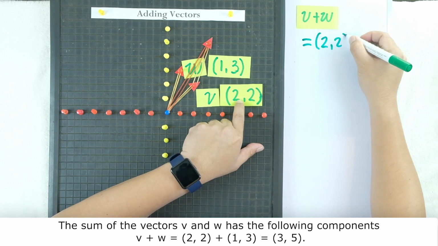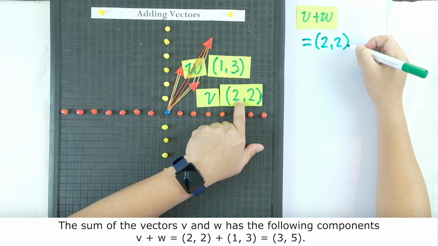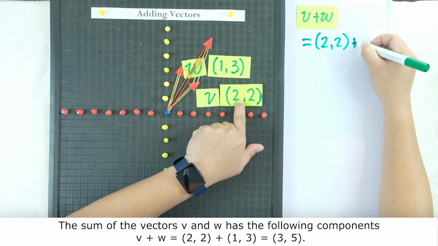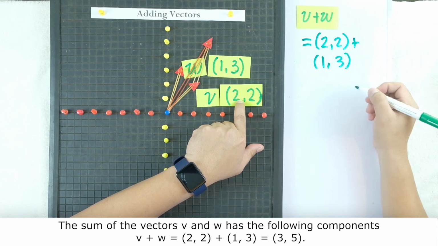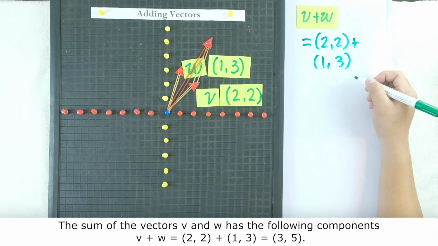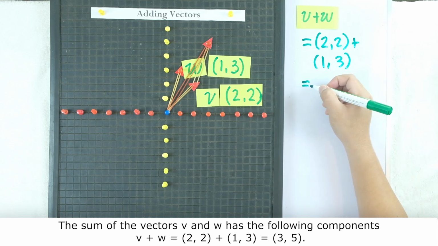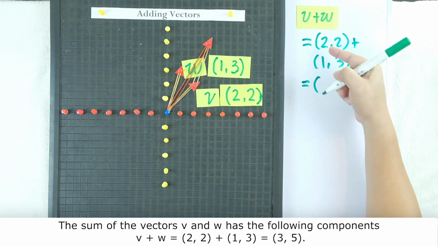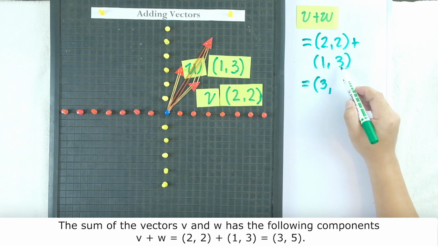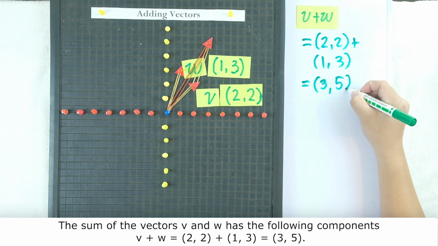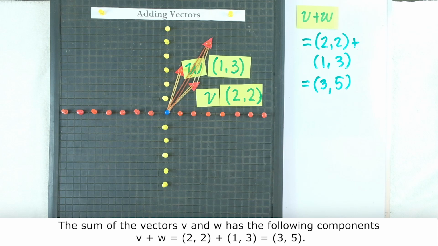2, 2, the components of the first vector V, plus 1, 3, the components of the second vector W, and then add the corresponding components. 2 plus 1 is 3. 2 plus 3 is 5. So the sum of the vectors V and W has components 3, 5.